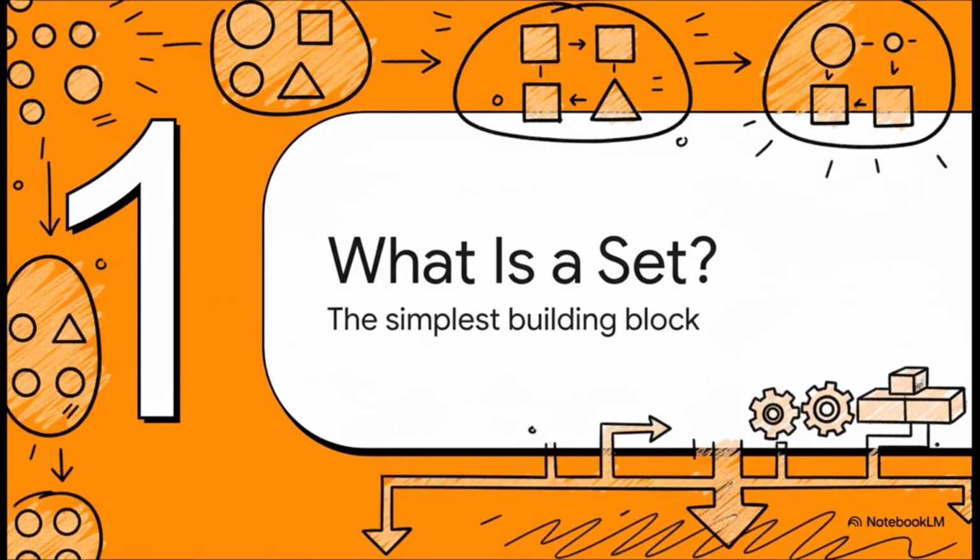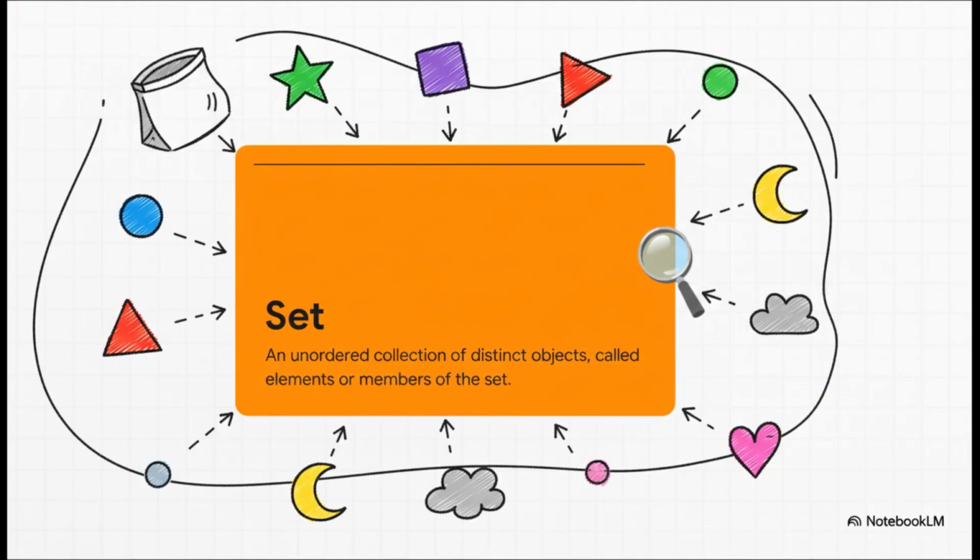Okay, first things first. What exactly are we talking about when we say a set? Well, you can think of it as the atom, the fundamental particle that everything else in discrete math is built from. And it's an idea so simple, you honestly already get it. So here's the official definition. A set is just an unordered collection of distinct objects. We call those objects elements or members of the set. That's it. A set is basically just a container for its elements.